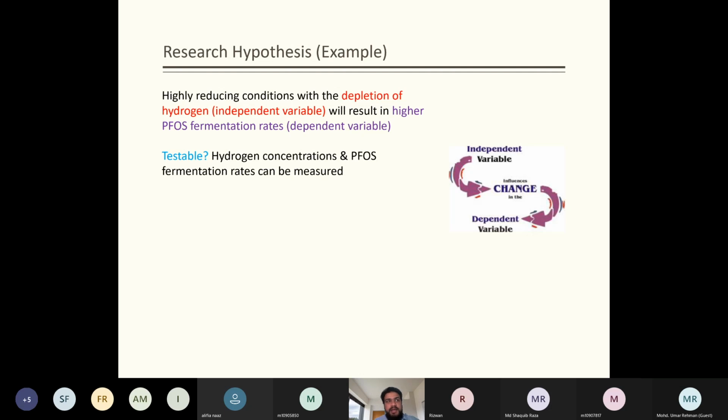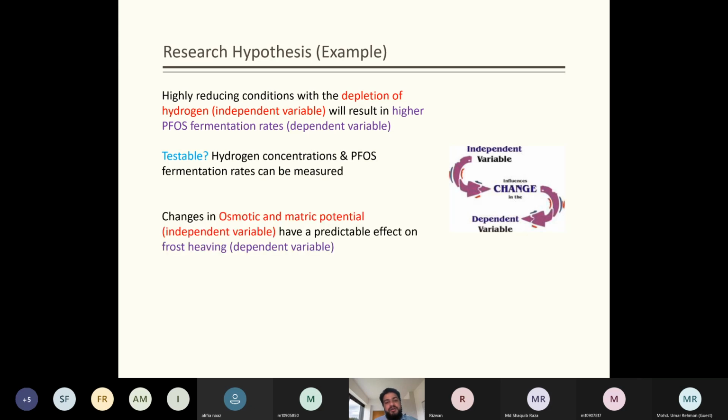Yeah, and it gives you a prediction of how the PFOS fermentation rate is going to change by the depletion of hydrogen. This is another example, from my own research. This is one of my own hypotheses for my degree: changes in osmotic and matric potential have a predictable effect on frost heaving. So osmotic and matric potential are some of the potentials inside the soil matrix.